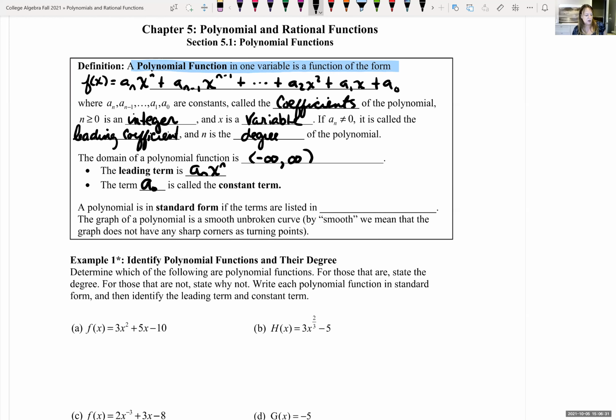The polynomial is in standard form if the terms are listed in descending order of power. And the last piece says that the graph of a polynomial is a smooth, unbroken curve. So smooth means that the graph does not have any sharp corners at a turning point.